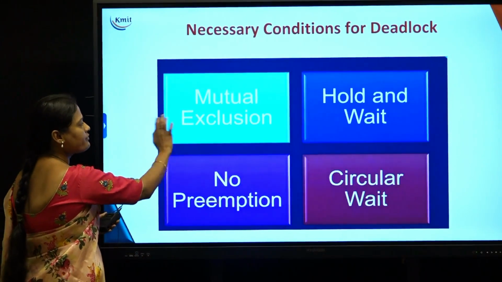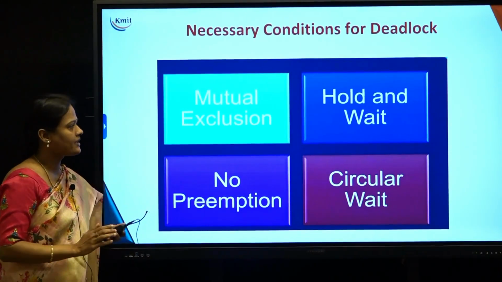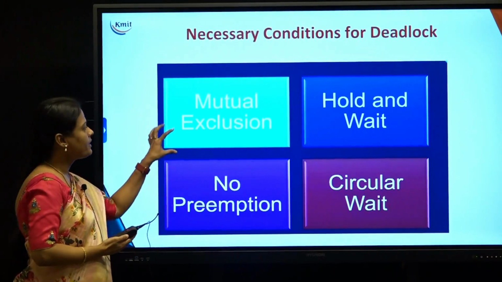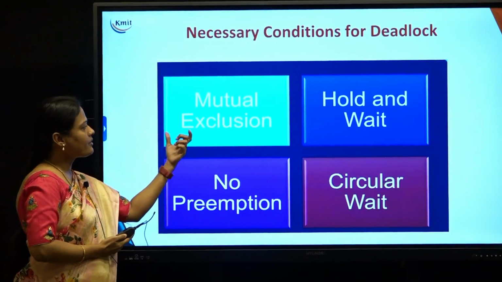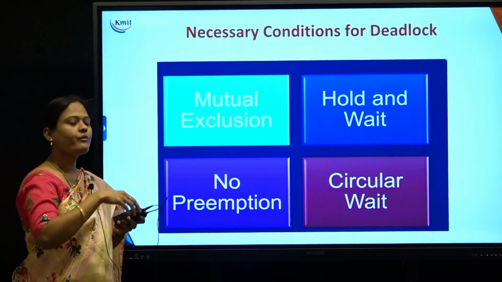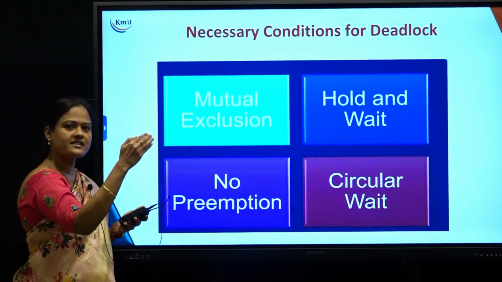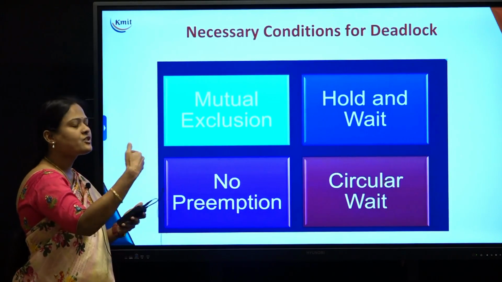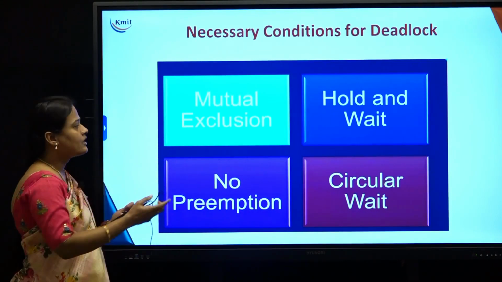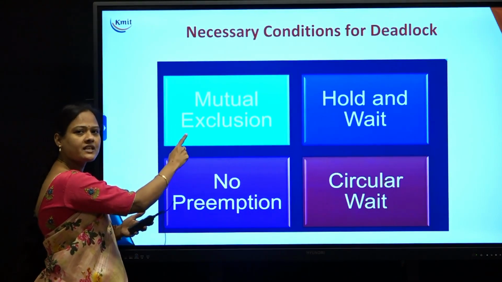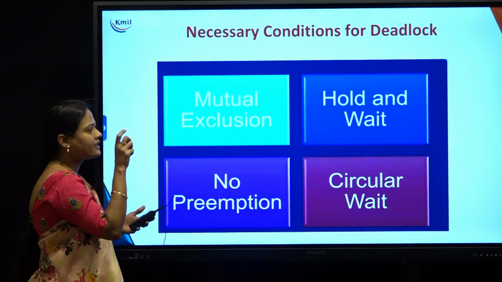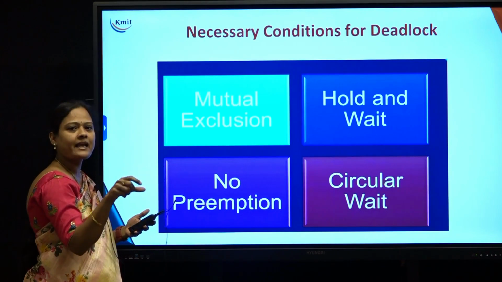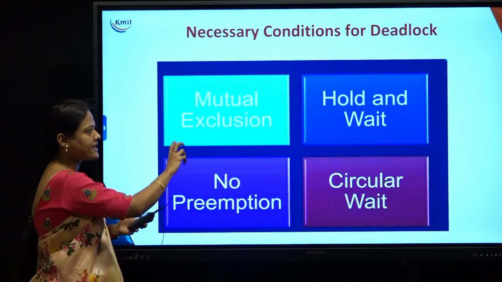Now, coming to the first one, mutual exclusion, as the term implies. If I have two processes, one particular process may be using a resource. When the other process wants to use the same resource at the same time, it will mutually exclude the other one. So mutual exclusion is used where the resources are not shareable. Two processes cannot use the same printer at the same time, for example.